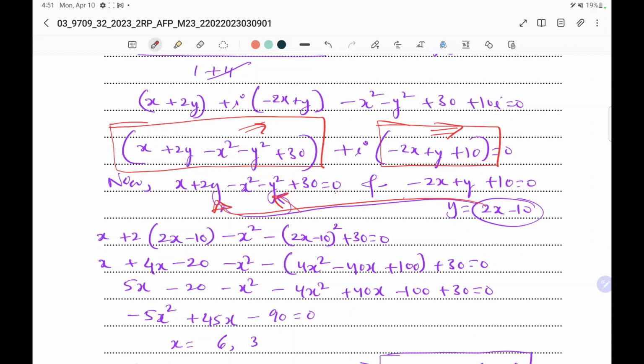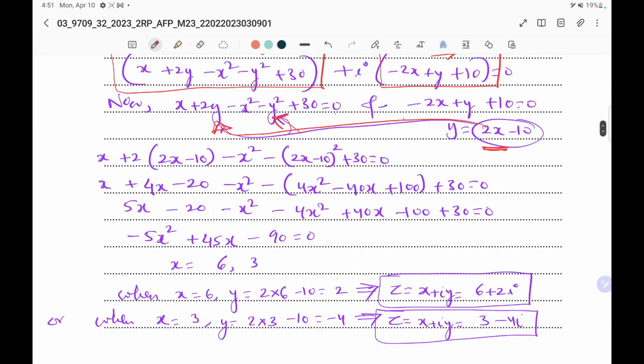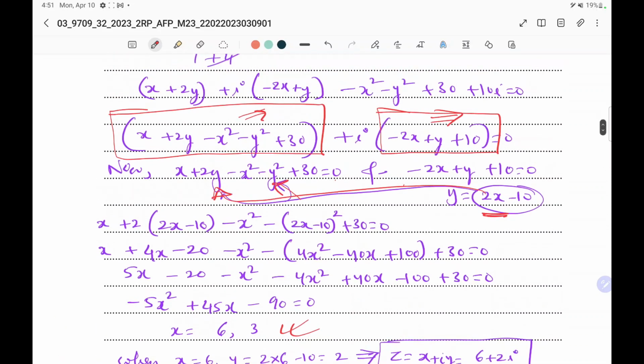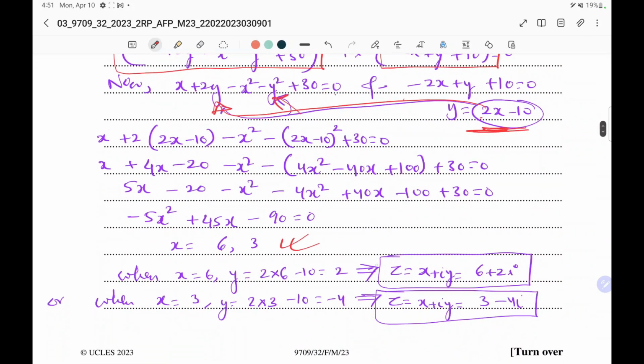So x plus 2 times y, you will write 2x minus 10 minus x squared and y squared, 2x minus 10 whole squared, 30. So you got a quadratic equation in terms of x. Just solve. x is equal to 6 and x is equal to 3 you got. So put x is equal to 6 here. 2 times 6, 12, 12 minus 10, which is 2. So when x is 6, y is 2.